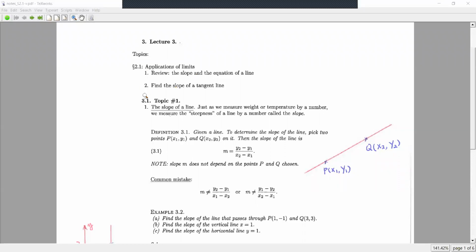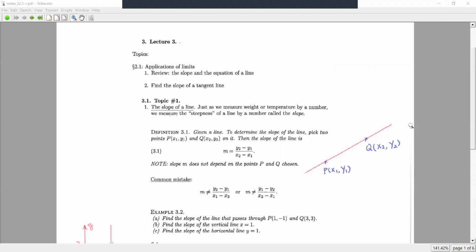Today, two topics. Topic 1, take a review about the slope formula and the equation formula of a line. Second topic, use limit to find the slope of a tangent line. In the next class, I will show you use limit to find the instantaneous velocity of a moving object. Now, topic 1, a review about the slope formula and the equation formula of a line.